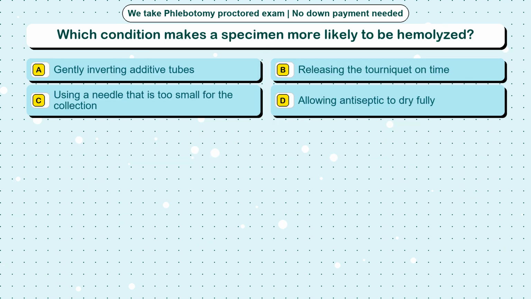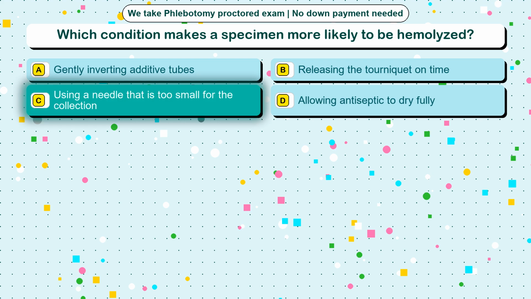Question 57. Which condition makes a specimen more likely to be hemolyzed? Option A. Gently inverting additive tubes. Option B. Releasing the tourniquet on time. Option C. Using a needle that is too small for the collection. Option D. Allowing antiseptic to dry fully.